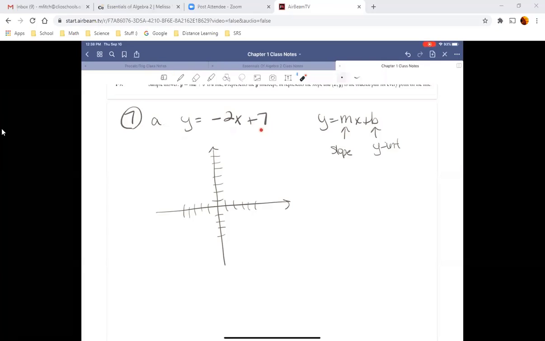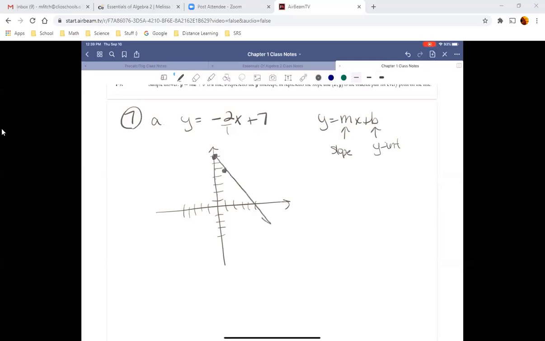This 7 is telling me where I'm crossing the y-axis. So I'm going to go up 7. 1, 2, 3, 4, 5, 6, 7. And then my slope is negative 2. So if you think of the change in y over the change in x, or that rise over run, some people like to throw it over 1. So from this point, you're going to go down 2 and to the right 1.